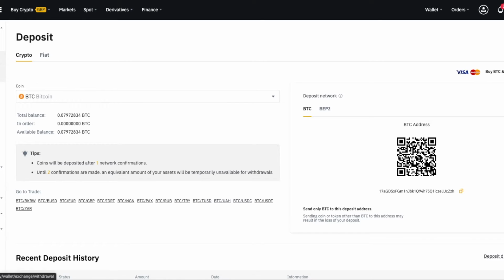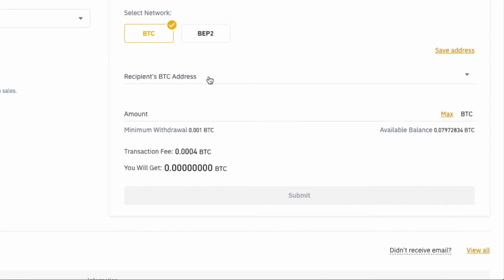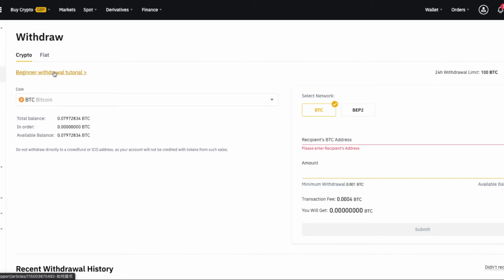If you want to withdraw, it's the same here. The recipient's address could be back to Coinbase, and you put the amount that you want to withdraw here. So that's the basics of depositing and withdrawing from Binance. Now let's go into actually trading.